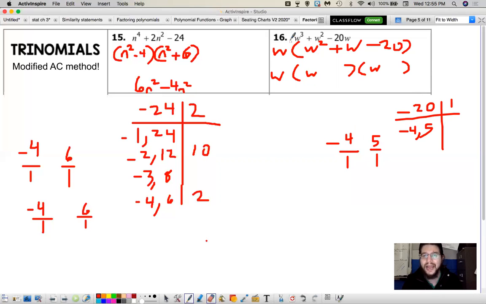We're always putting them over a. This is our a right here. That's going to be negative 4. That's going to be 5. Don't forget your plus sign. We factored that thing. Okay. So that's the AC method, as short as it possibly can be.